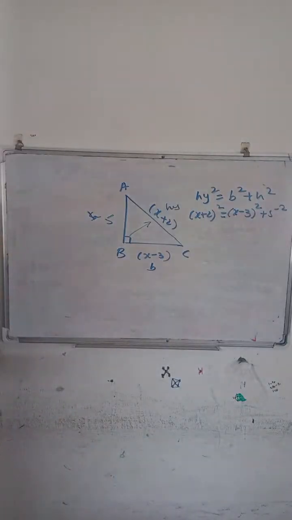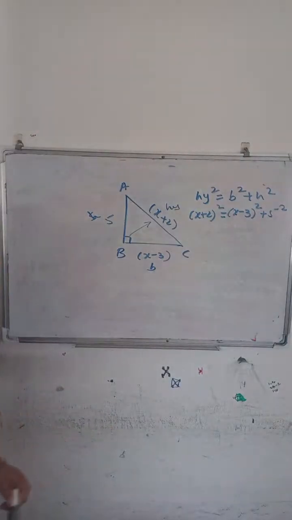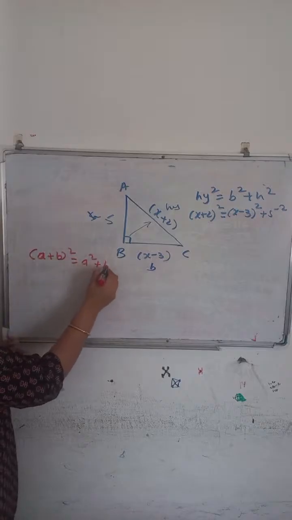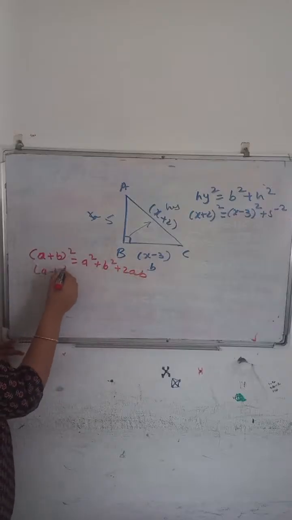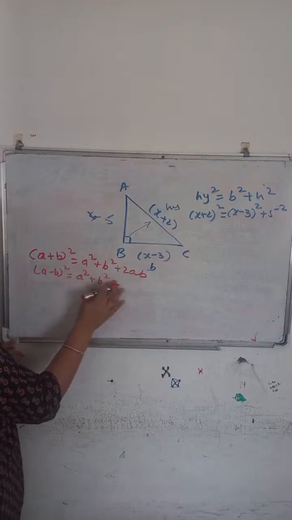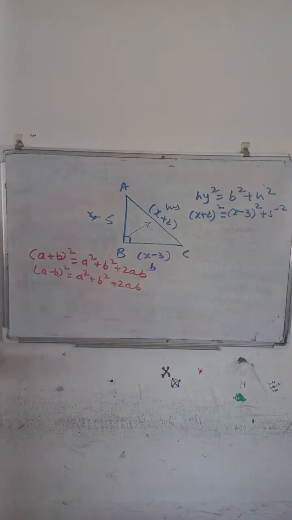Now we need to know how to solve this x plus 2 and all. So everyone has learned the identities, I hope. Here (a plus b) whole square is equal to a square plus b square plus twice ab, and (a minus b) whole square is equal to a square plus b square minus twice ab. So these formulas we can use here to simplify this.